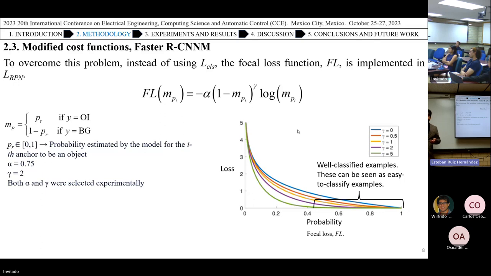These lines are obtained experimentally. For example, the focal loss is the general form of the binary cross-entropy, and when gamma is equal to 0 we obtain the binary cross-entropy. In this case, the probability means that as we have more samples of a given class, it is more likely to obtain that class in the data that we have. So easy-to-classify samples have a high probability because they are the background.